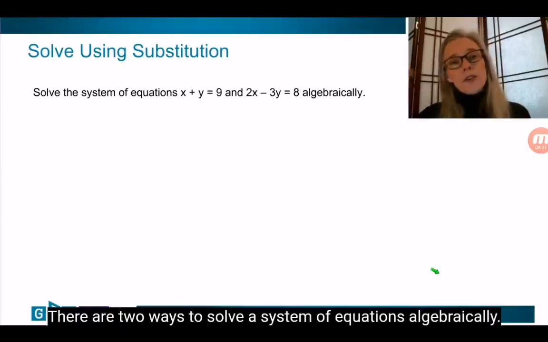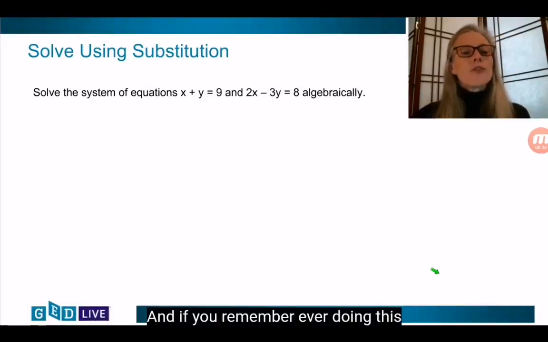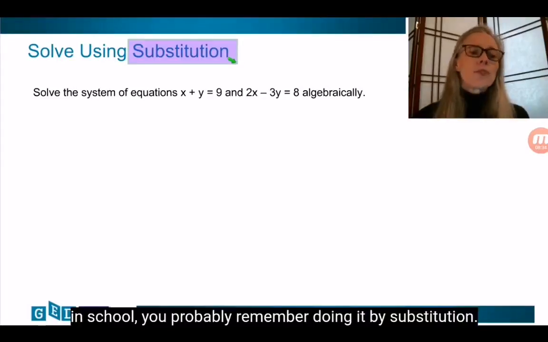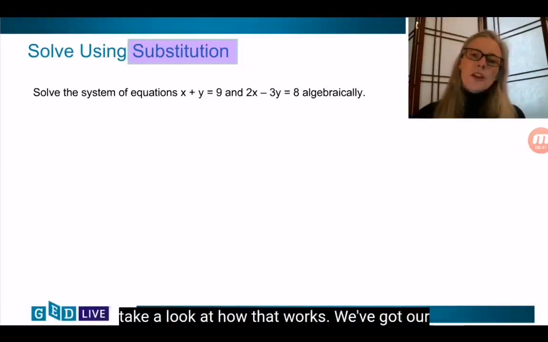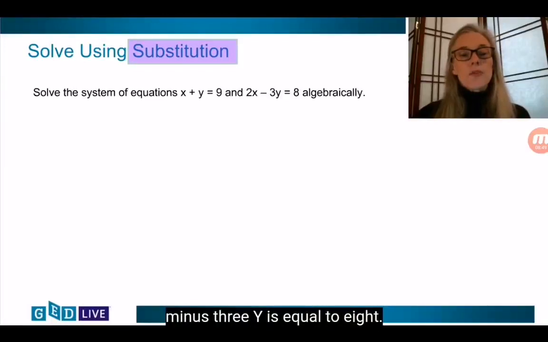Now, there are two ways to solve a system of equations algebraically. And the first way that we're going to look at, we call substitution. And if you remember ever doing this in school, you probably remember doing it by substitution. That seems to be what most people recall. So let's take a look at how that works. So we've got our two equations here. x plus y is equal to 9, and 2x minus 3y is equal to 8.